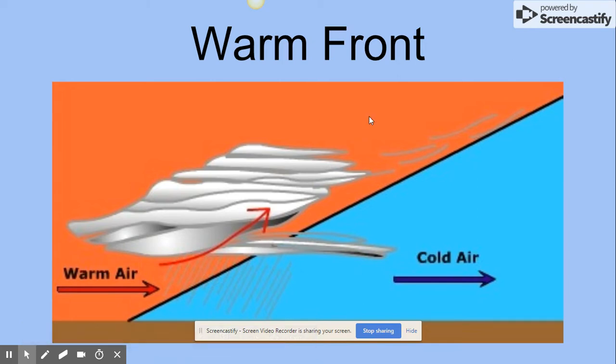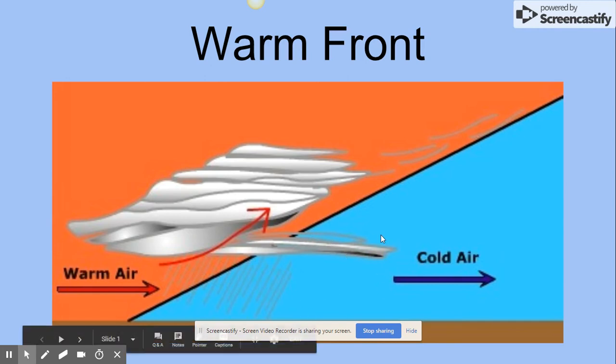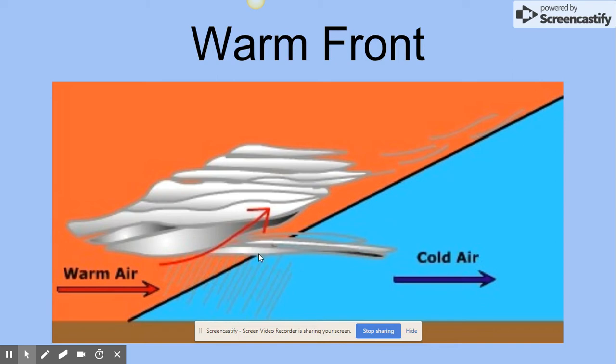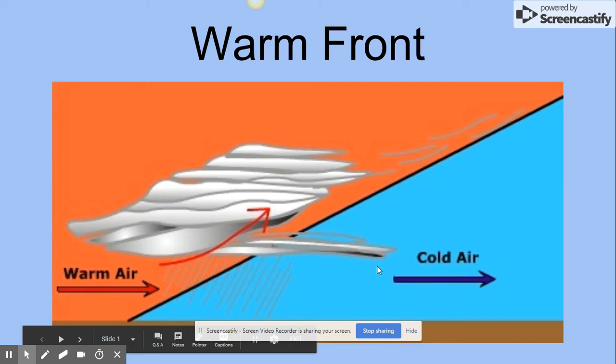Now, the main thing you have to know is that when a warm front happens, it makes these little thin blanket clouds called cumulonimbus. You're already familiar with cumulonimbus clouds. They bring plain rain. They bring plain snow if the air is cold enough. They do not bring thunderstorms, lightning, or hail. It's just plain old rain that comes from a warm front.